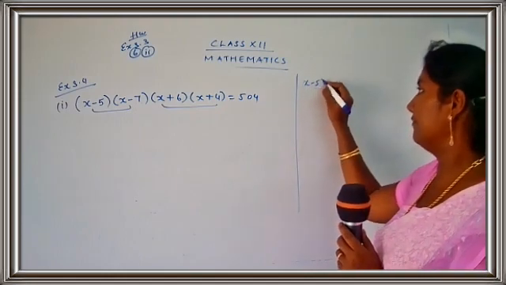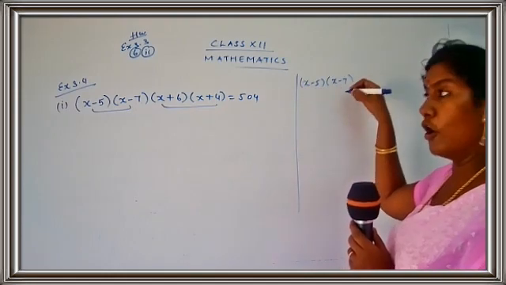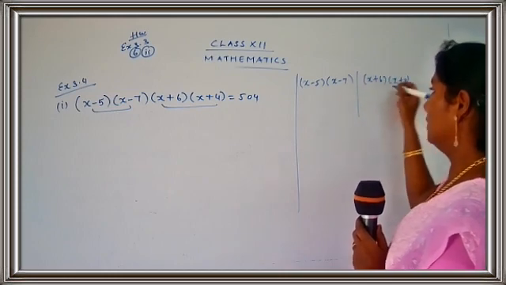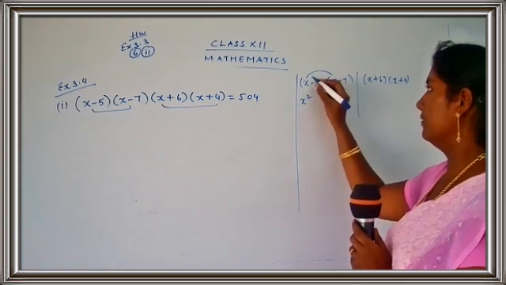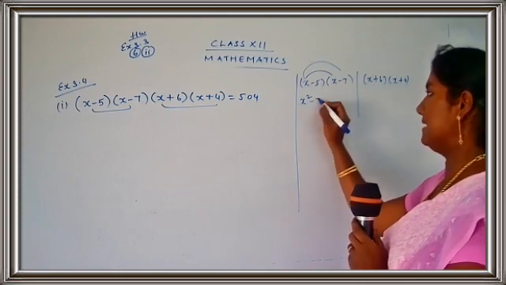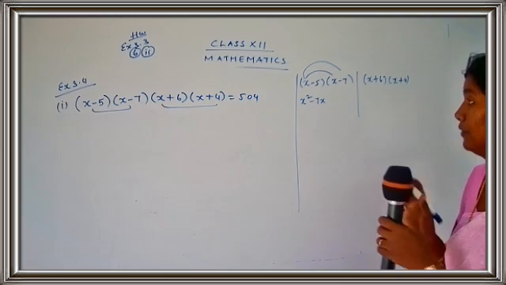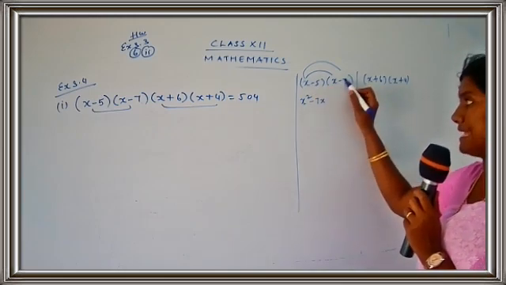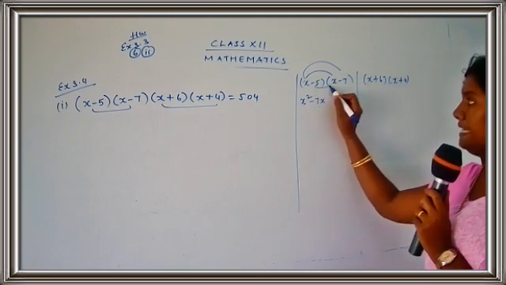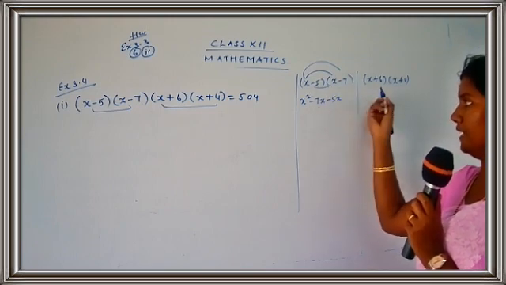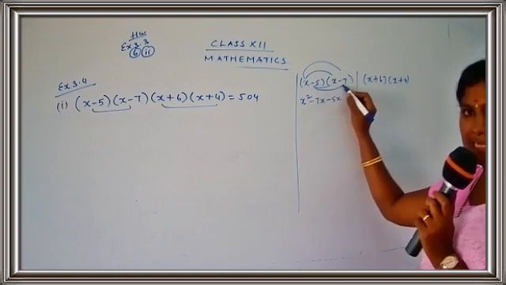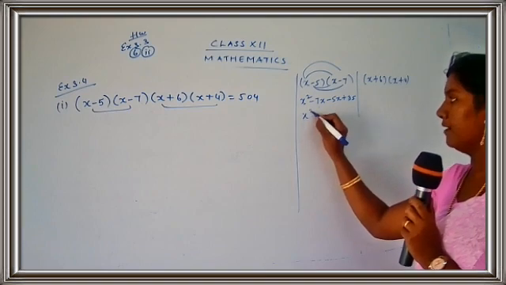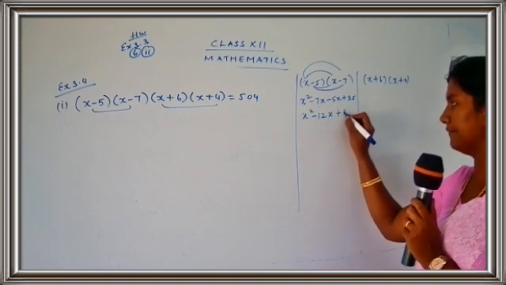X minus 5, x minus 7. This is one combination, and I'm going to take x plus 6, x plus 4 as the other. X into x, x square. X into minus 7, minus 7x. Be careful, children, when you go for the calculation. Minus 5 into x, minus 5x. Minus 5 into minus 7, plus 35. So x square minus 12x plus 35.